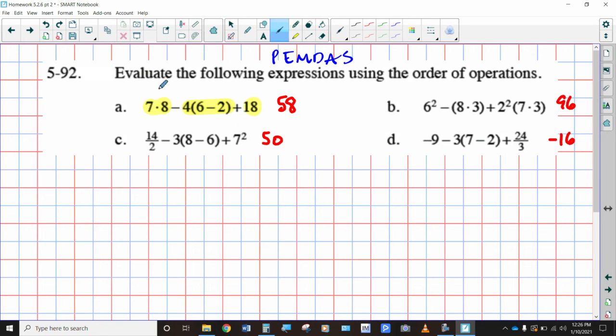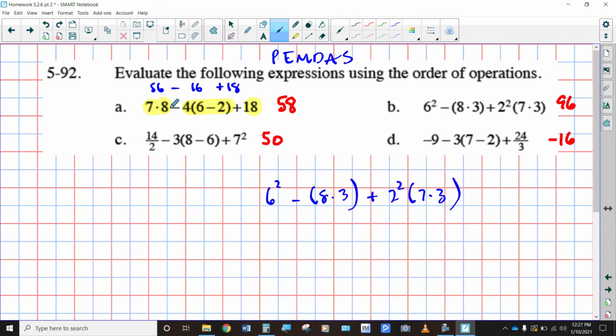So I know that 7 times 8 is 56. This is going to end up being 4 times 4, since 6 minus 2 is equal to 4. So 4 times 4 is 16. And so 56 minus 16 is 40, and 40 plus 18 is 58. So you can either do it by breaking it up into its individual terms and then using the order of operations to simplify each of the smaller terms, or you can just take an entire process like this, 6 squared minus parentheses 8 times 3, and parentheses plus 2 squared times 7 minus 3. You could just go through it and do the entire expression using the order of operations.